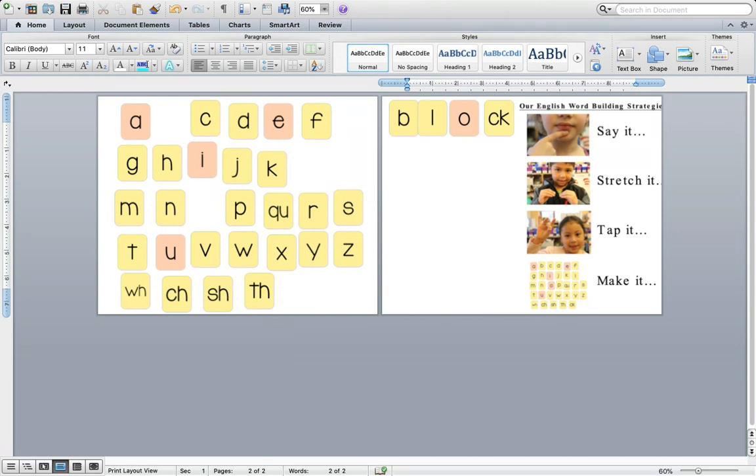You guys did such a nice job with all of these words, including the challenge words. Let's put all of the letters back where they came from.